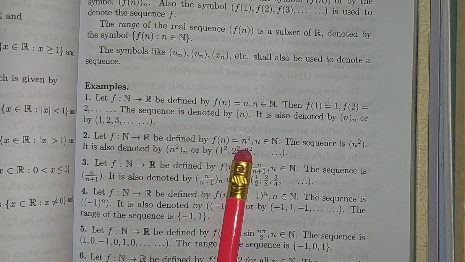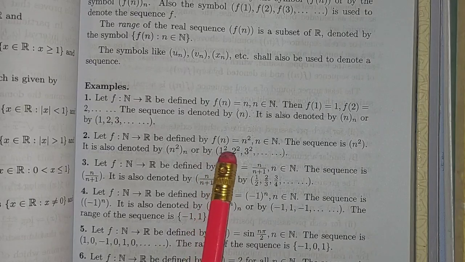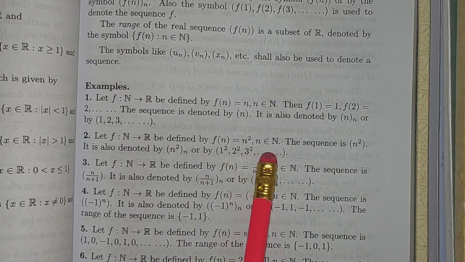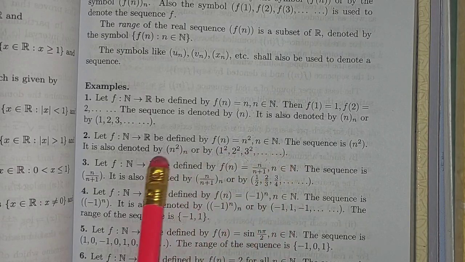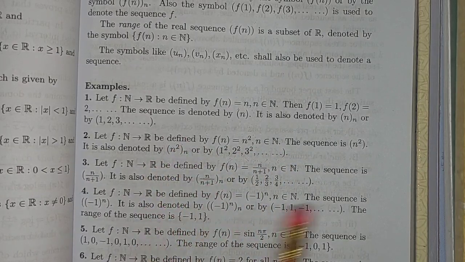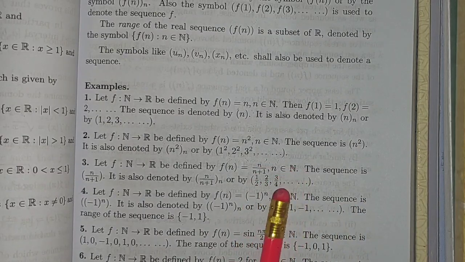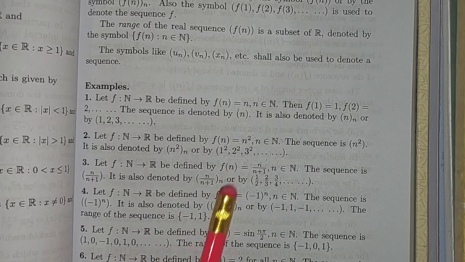Now for f of n equal to n square, this is another sequence, and you can write it as 1 square, 2 square, 3 square, and so on, like the set. Or you can denote it by n square, varying over n. So these are all some examples. So n by n plus 1 will be 1 by 2, 2 by 3, 3 by 4, and so on. Or we can denote it in this way.